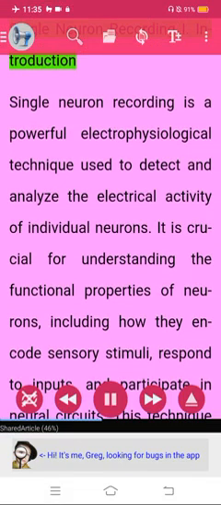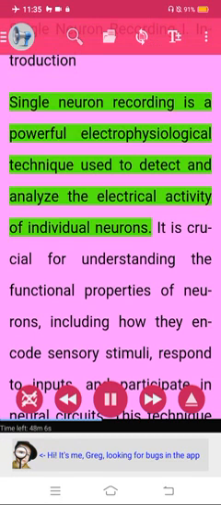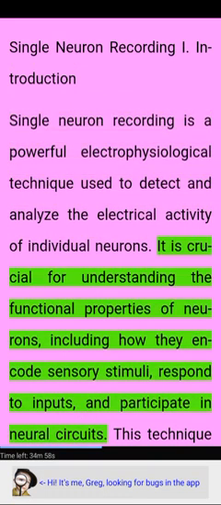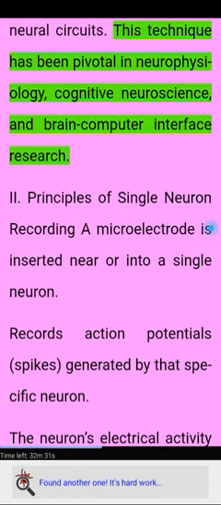Single neuron recording introduction. Single neuron recording is a powerful electrophysiological technique used to detect and analyze the electrical activity of individual neurons. It is crucial for understanding the functional properties of neurons, including how they encode sensory stimuli, respond to inputs, and participate in neural circuits. This technique has been pivotal in neurophysiology, cognitive neuroscience, and brain-computer interface research.